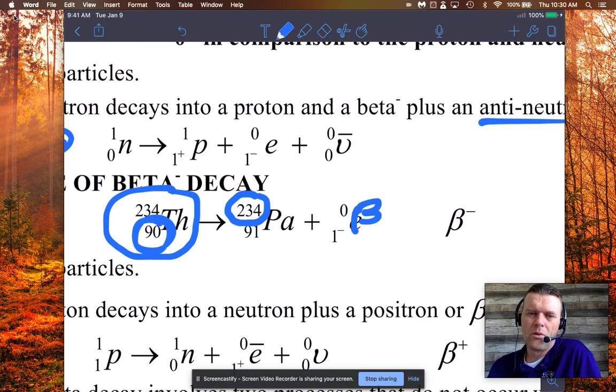I'm pretty sure that's protactinium. I gotta look at that one. I always think of a protractor when I think of Pa. But anyway, these are our products.